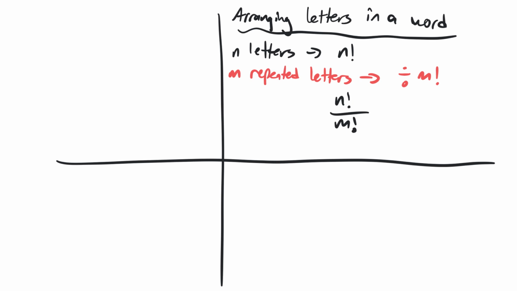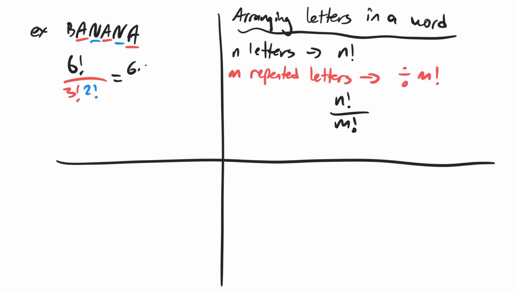So let's take a look at another word as an example here for your notes. Why don't you try the word banana? So go ahead and pause the video and see what you get. All right, so there's 6 letters, so 6 factorial. There's going to be 3 A's, so 3 factorial. And there's 2 N's, so 2 factorial. Now, if you simplify that, you should get 6 times 5 times 4 times 3 factorial over 3 factorial times 2 times 1. The 3 factorial cancels, and we can reduce the 2 with the 4 to make it a 2. 5 times 2 is 10, and times 6 is 60.